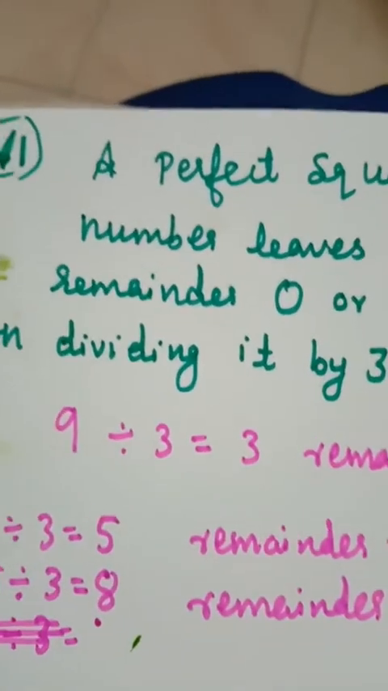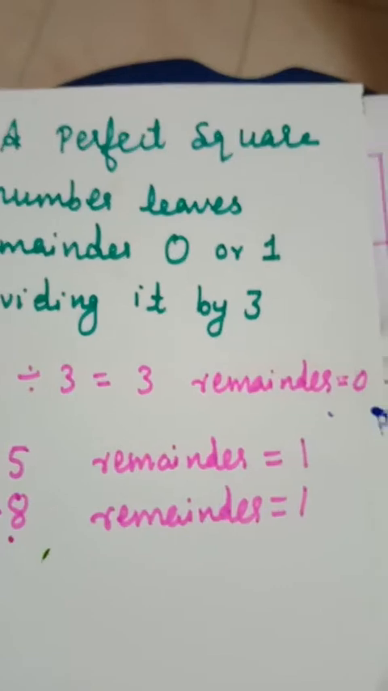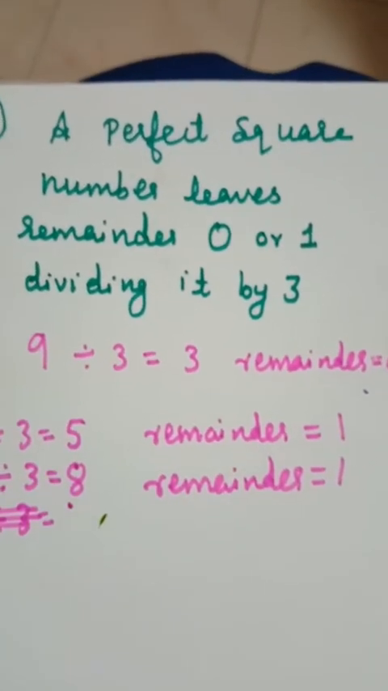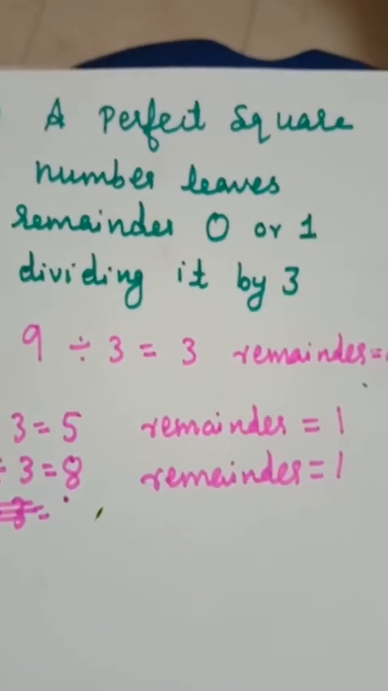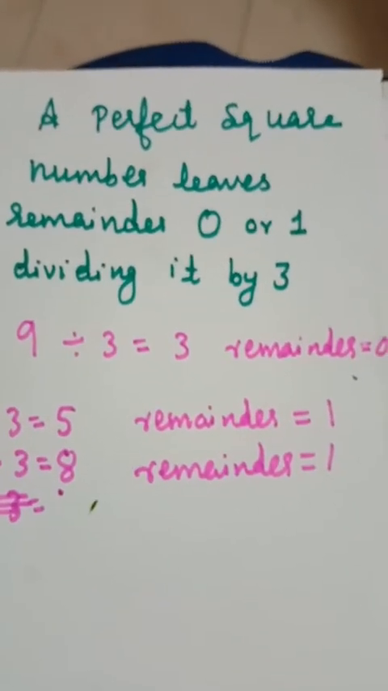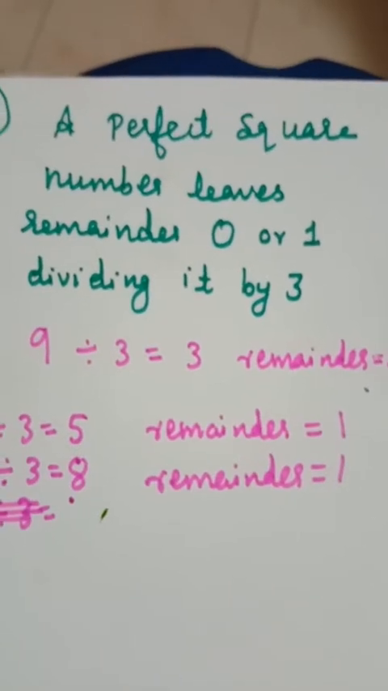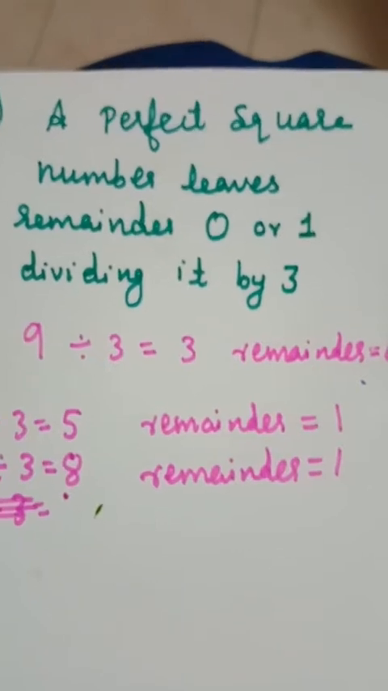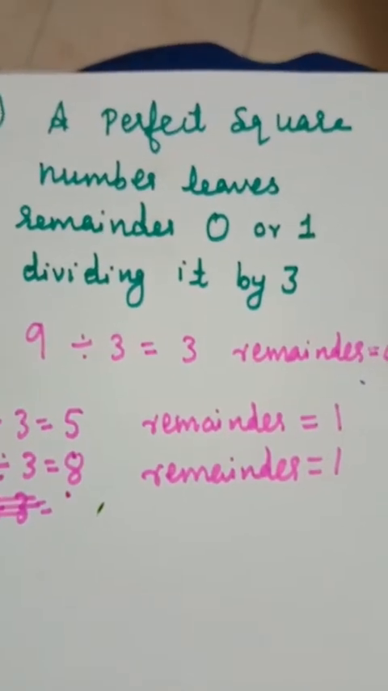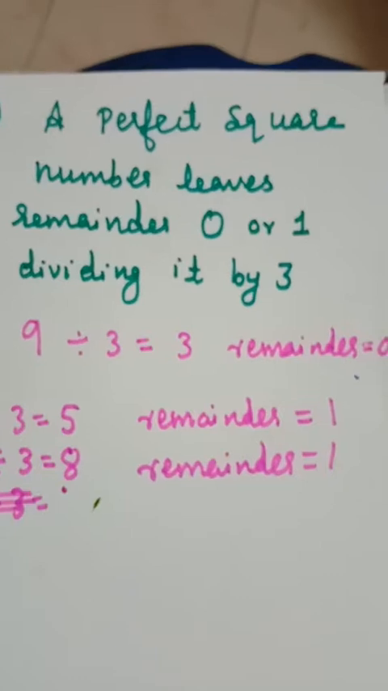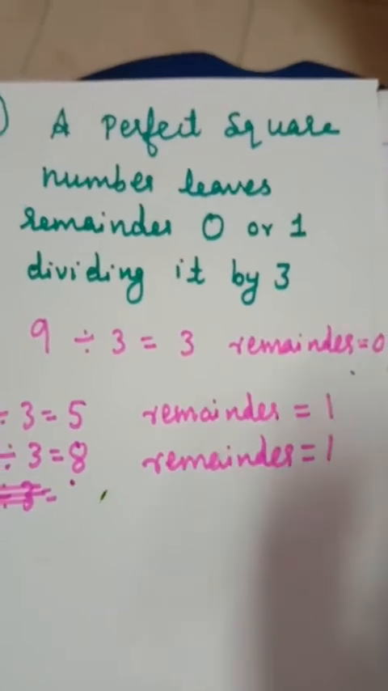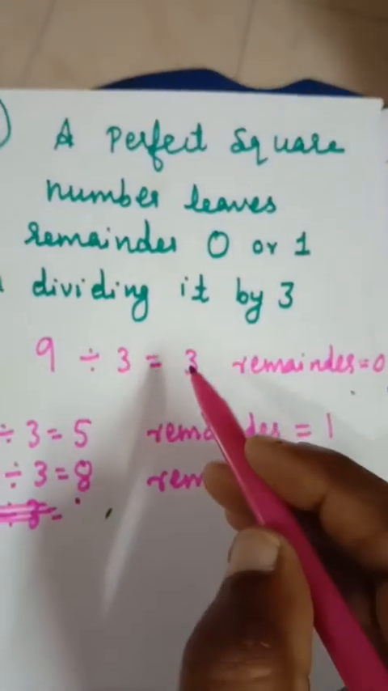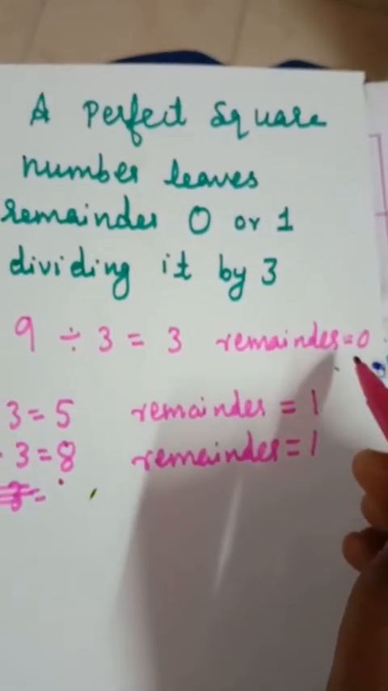Next property, the sixth one. A perfect square number leaves remainder 0 or 1 when divided by 3. So any perfect square number, if we divide it by 3, the remainder is always 0 or 1. Let us check it. 9 is a perfect square. 9 divided by 3 is 3. What is the remainder? 0.